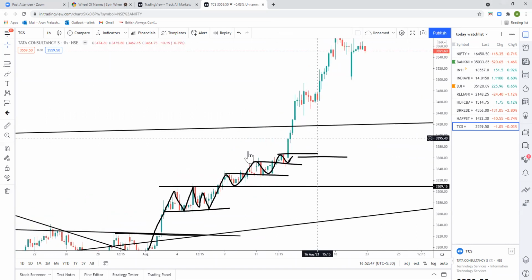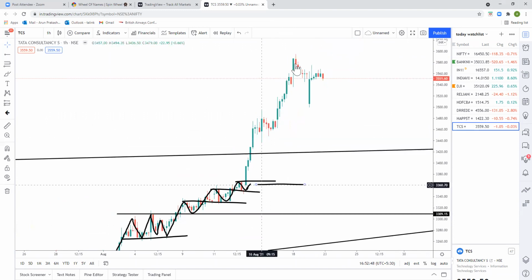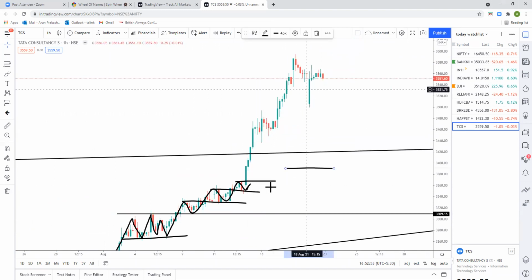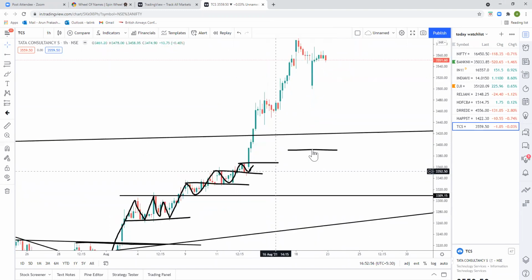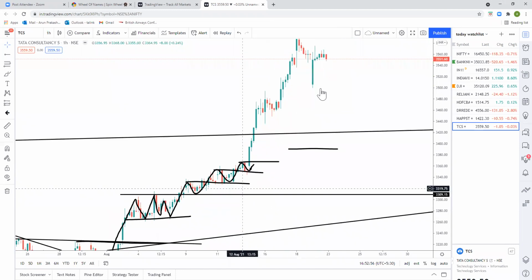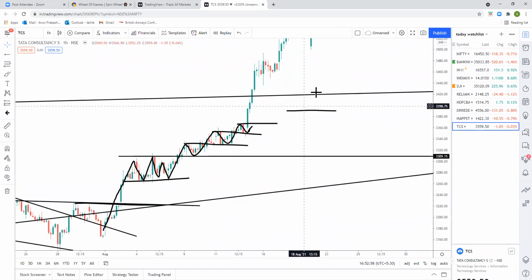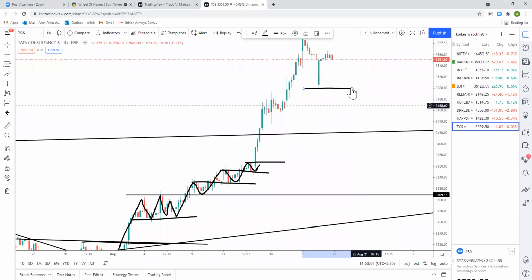Now, when this high is broken, again, I don't see any previous low break in TCS. So the person who has taken an entry here is just going to trail his profits and hold on. Now his trailing stop can be somewhere around this level. This was the previous low. As long as this is not broken, he can continue to hold on.